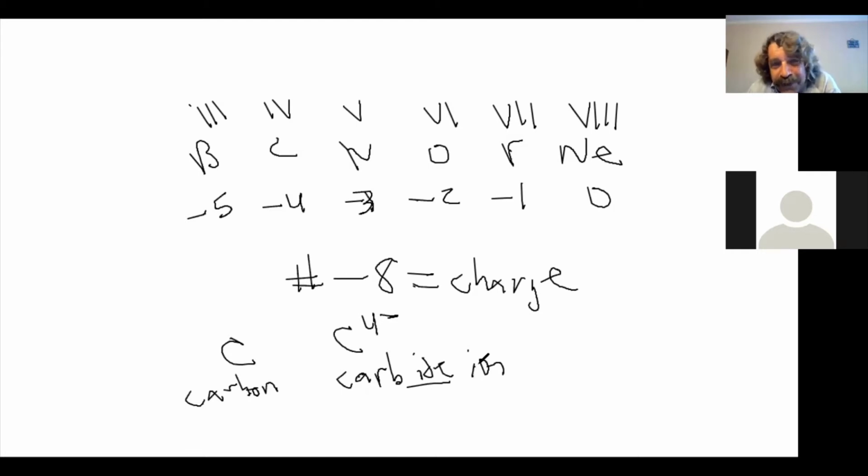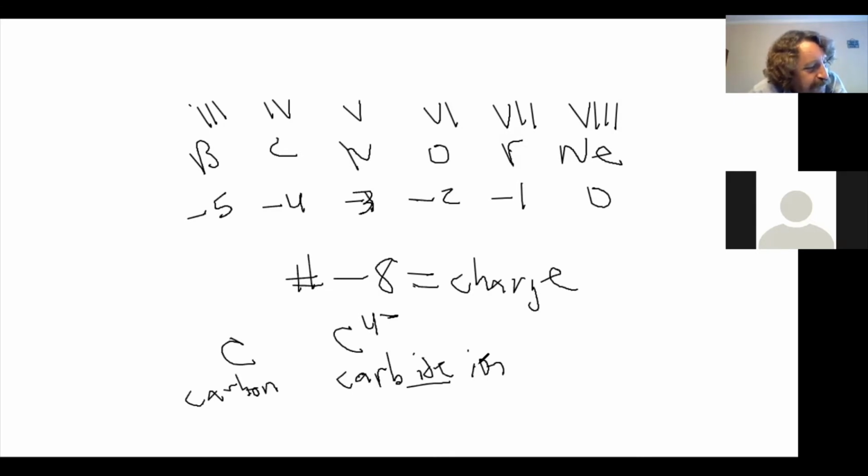So carbon atom versus carbide ion, oxide, fluoride, nitride, boride, sulfide, anything like that. If it's negatively charged, it typically will end in IDE. So a negatively charged ion will typically end in IDE. Okay. All right. So looking at the exercises on here.